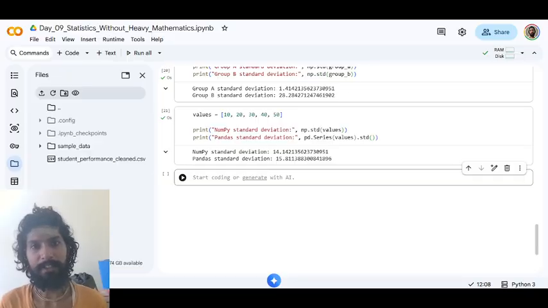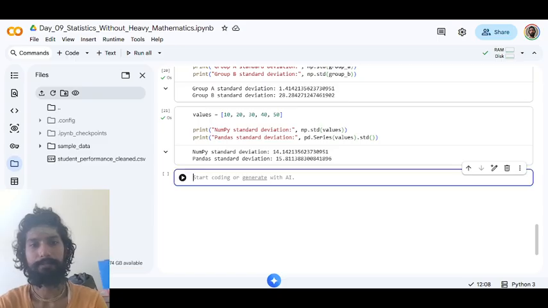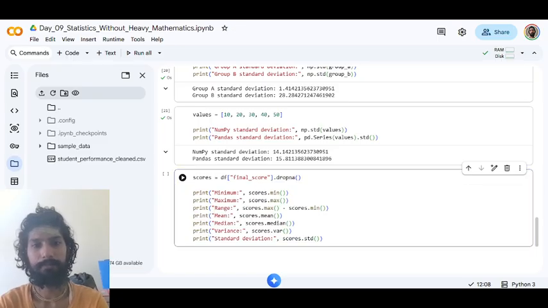Now let us calculate the main statistics for final scores. Before running the cell, make 3 predictions. First, what do you expect the minimum scores to be? Second, do you expect the mean and median to be close? Third, do you expect the standard deviation to be small or large? Now run the cell.